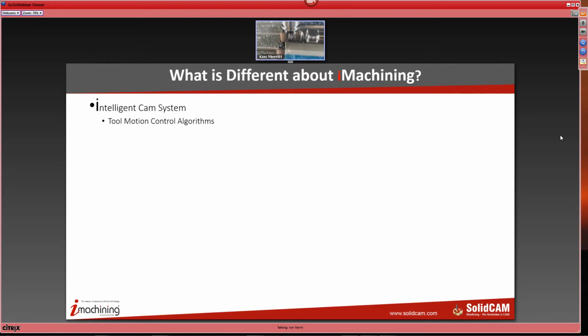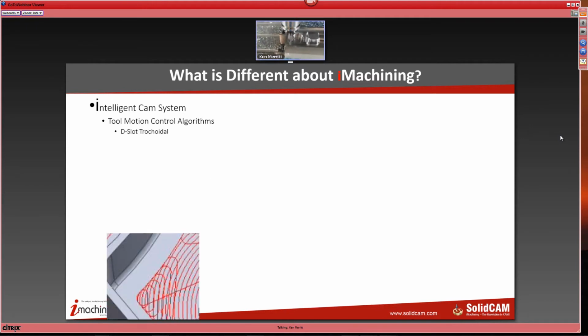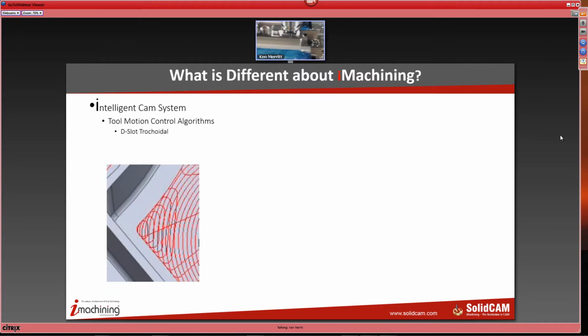What we've done with iMachining is we've come up with a completely new tool motion algorithm, and we're basically changing the way we move the tool. You may have noticed that in the live cut. This is what we call D-slot trochoidal. Now let me walk you through here.